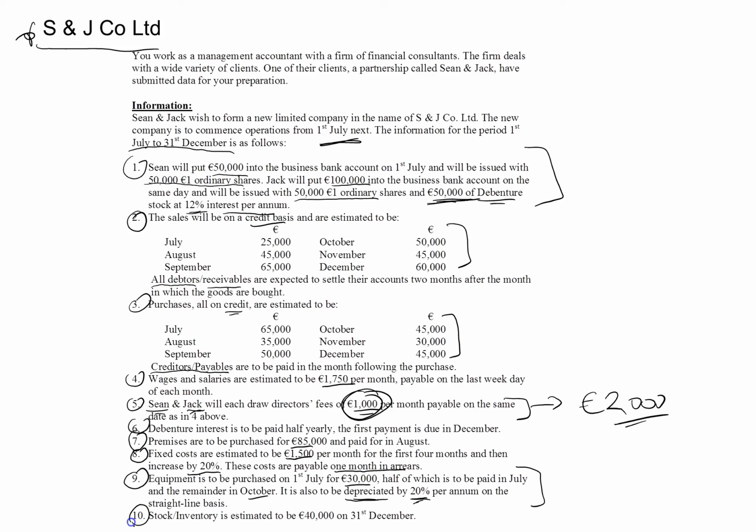And then finally, the stock or inventory is estimated to be 40,000 on the 31st of December. Now that's information we need for the income statement, the trading account part of the income statement, but we do not need it for the cash budget. It is not actually a cash movement.